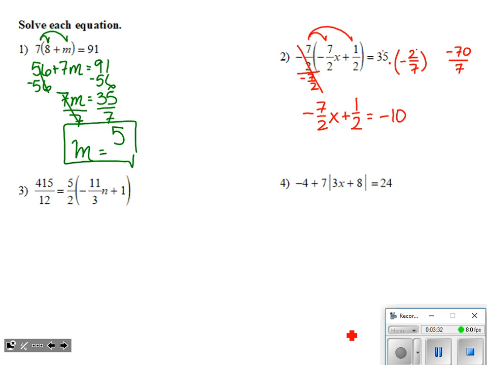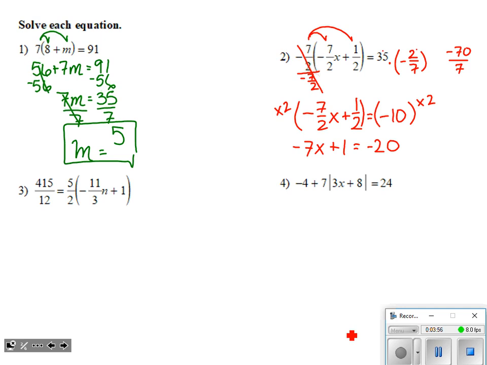We've gotten rid of one of the fractions that was kind of plaguing us early on. Then I've got fractions that are divided by 2. Let's go ahead and take a second and multiply both sides of that equation by 2. -7x plus 1 equals -20. So in a couple of steps, we've gotten rid of all the fractions there, and that's going to make it a little bit easier to work with.